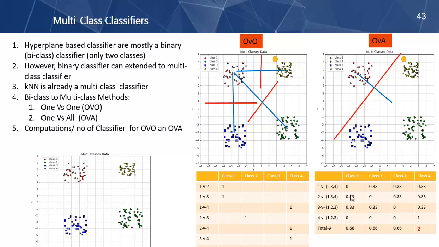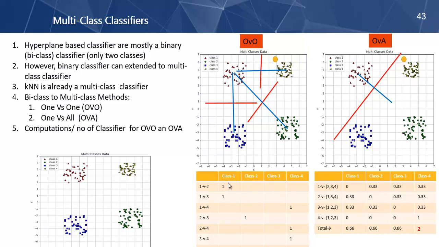Let's focus on the 1 versus 1. Suppose we have this yellow point, and naturally this belongs to class 4, but anyway we are testing it, so we will see what our algorithm says. Now 1 versus 2: this is the 1 and this is the 2, so you will get a hyperplane like this, right?